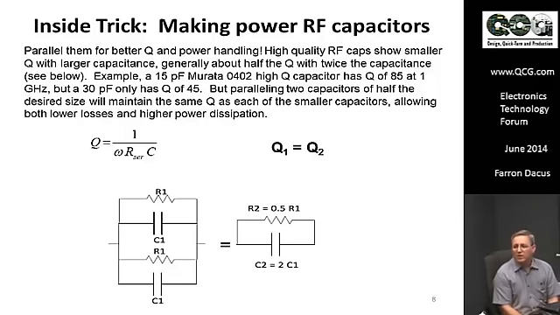Now, why would you care about that? Well, if you get into any RF power levels above, say, about 1 watt, you'll find that it's very easy to exceed the power rating of, say, a 0402 cap.